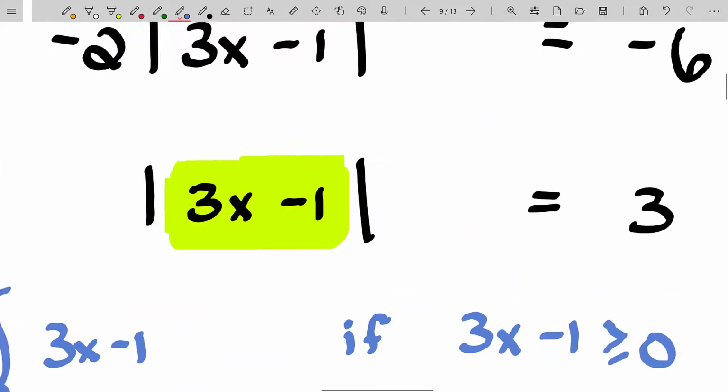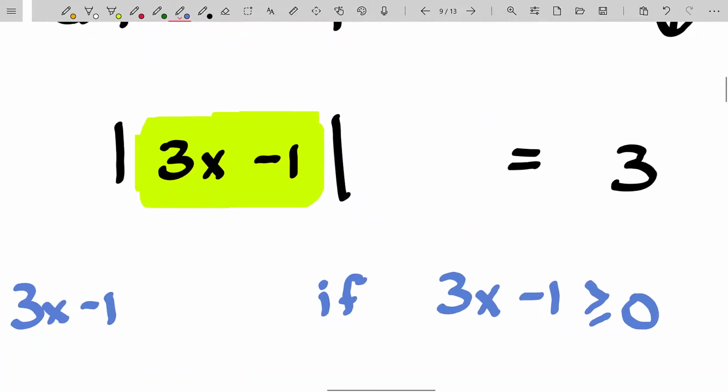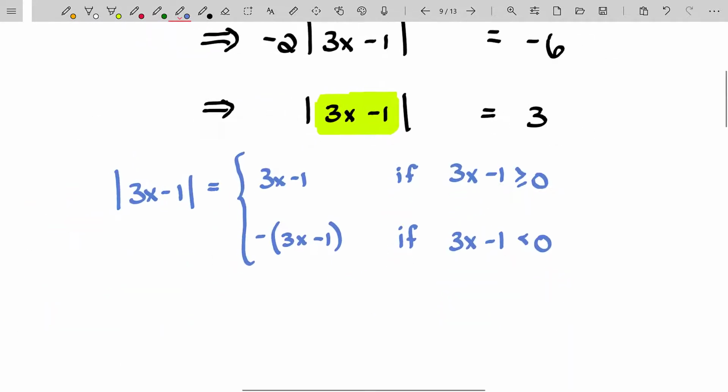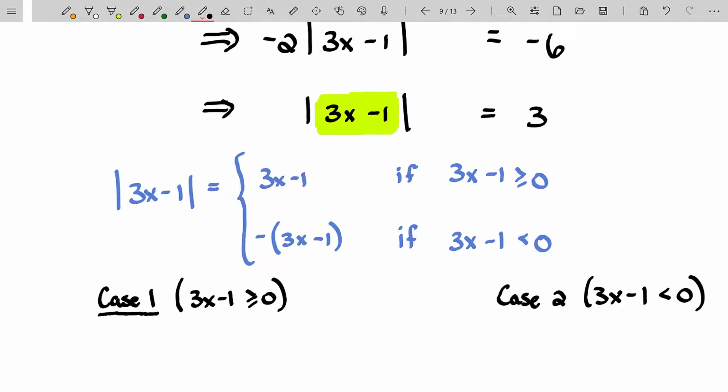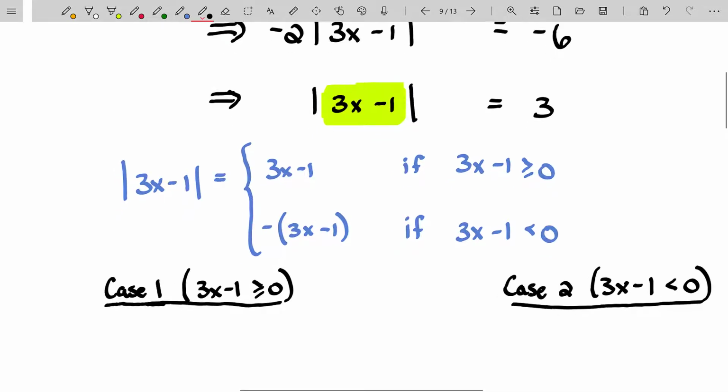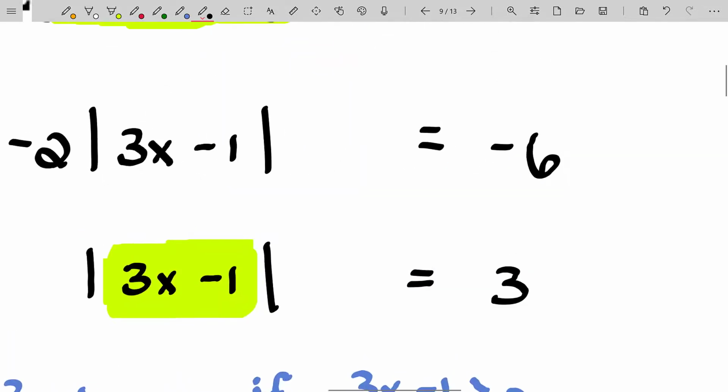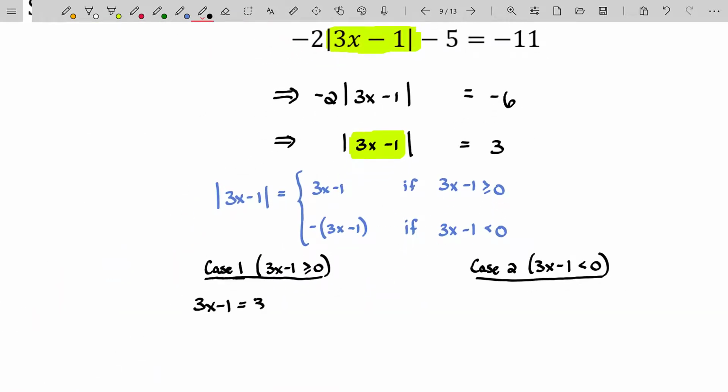So when solving this equation, because you don't know what 3x minus 1 is, you don't know if it's positive or if it's negative, we are going to have two cases. Case 1, where 3x minus 1 is not negative, and case 2, where 3x minus 1 is negative. Well, in the first case, if 3x minus 1 is not negative, then going to this equation right here, I'll just rip off the absolute values and solve 3x minus 1 is equal to 3. And we get that solution, x is equal to 4/3.